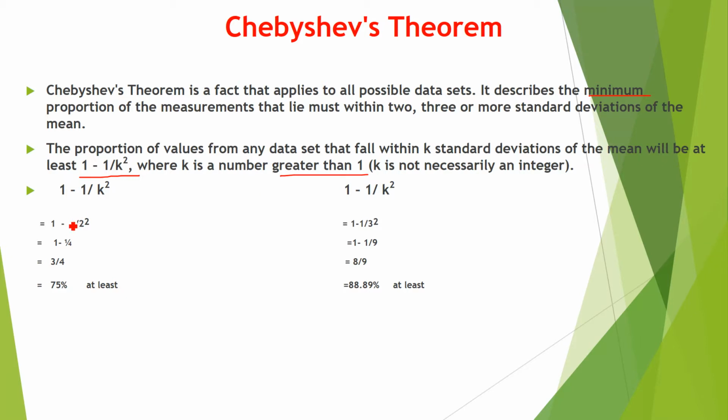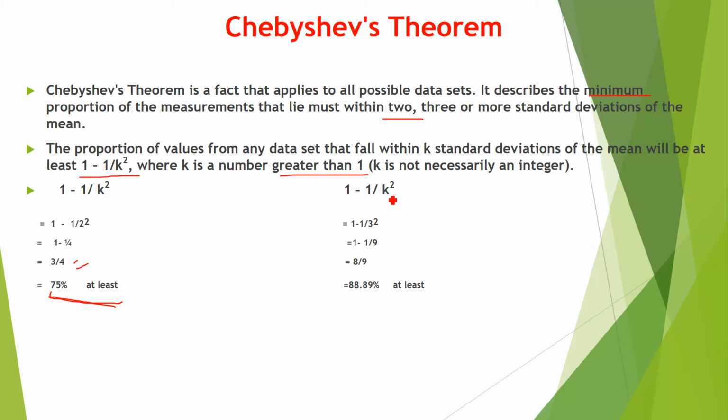So he calculated that if we put 2 standard deviations, if we put k equal to 2, then make the square of 2, which will be 4. So it will be 3/4, or we can say 75%. 3/4 is equal to 75% at least. If we have a standard deviation of 2, then at least 75% of the data should be spread within it. It starts from 75%.